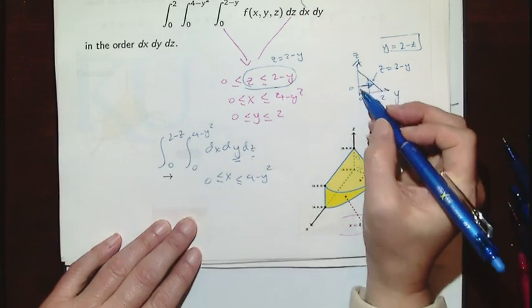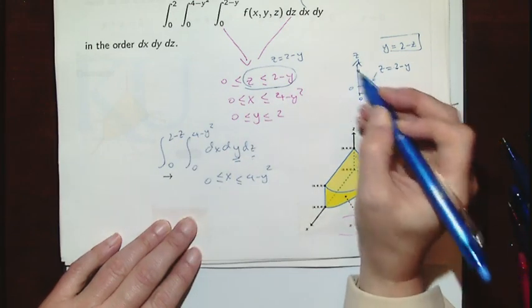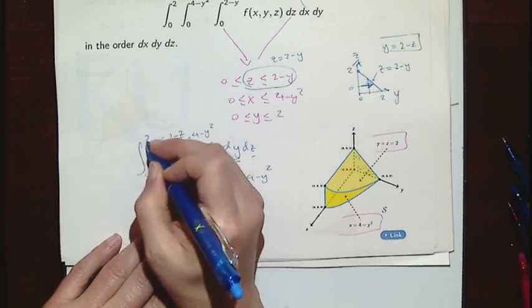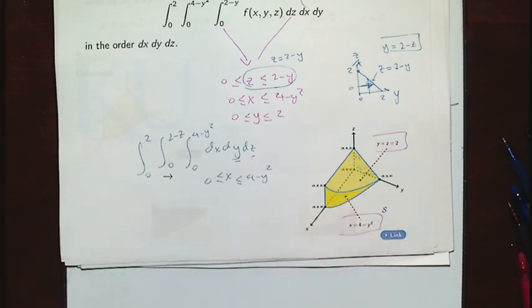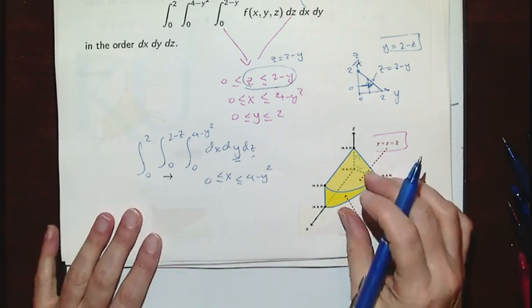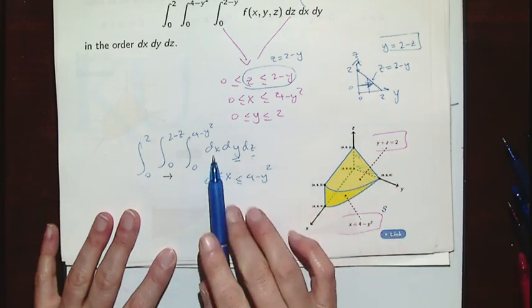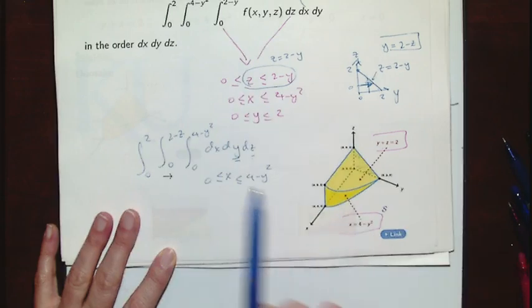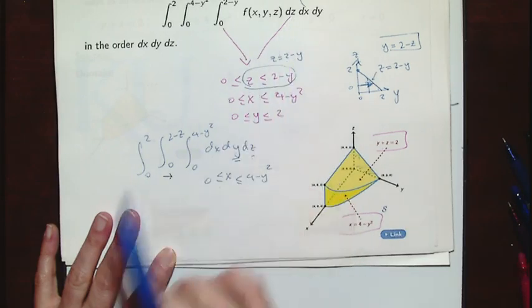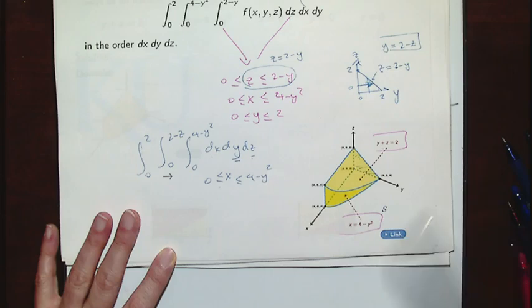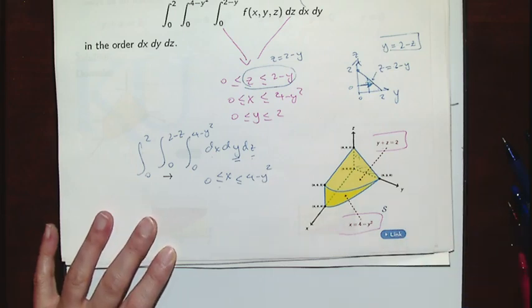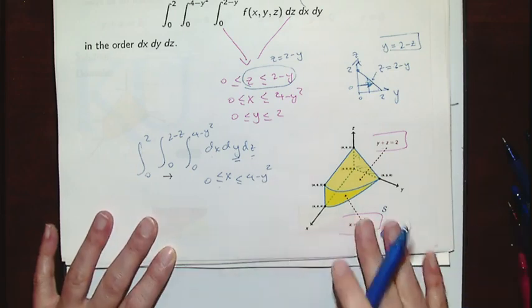And z goes from what to what? 0 to 2. And that's the setup. So exclusively for this one, because this region is both x simple and z simple, I could have done it by just the algebra of things or looking at the picture.